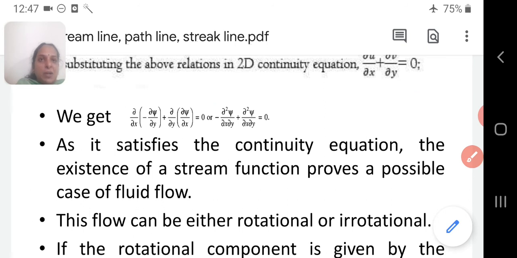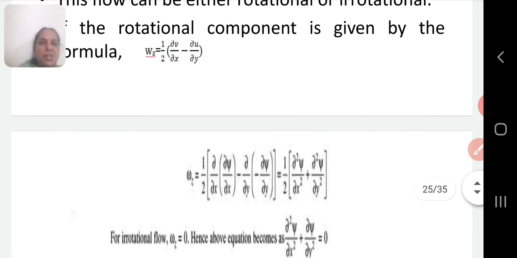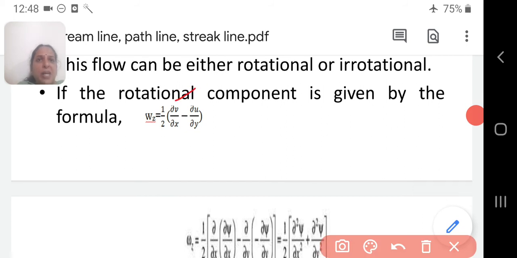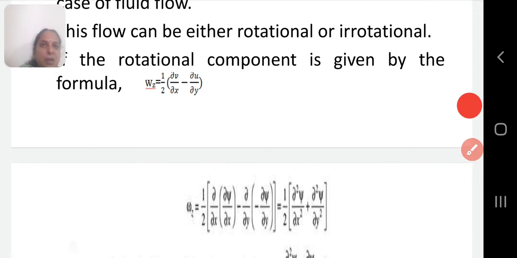Okay, so what happens here? As it satisfies the continuity equation, the existence of stream function proves a possible case of fluid flow. This flow can be either rotational or irrotational. If the rotational component is given, we know the rotational component: wz is equal to half of dou v by dou x minus dou u by dou y. Similarly, we have it in the other directions also. Okay, so in this equation you substitute the value of v as well as u in terms of psi. v in terms of psi is dou psi by dou x and u in terms of psi is dou psi by dou y. Just substitute this, with the negative term.